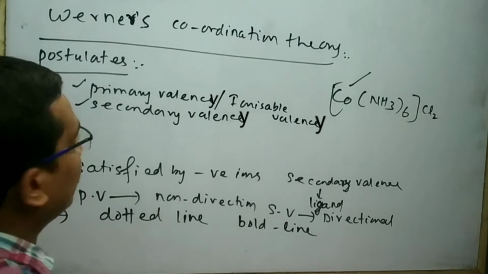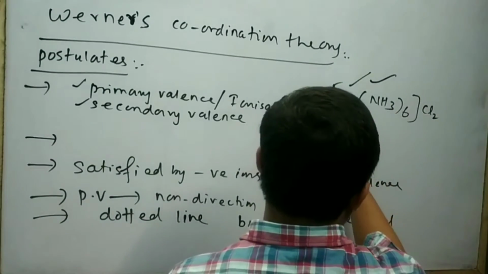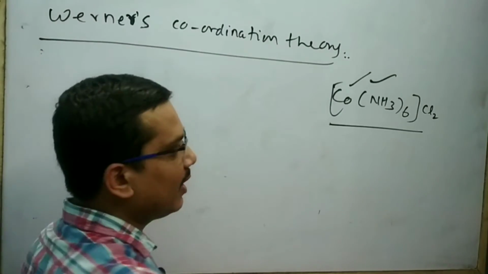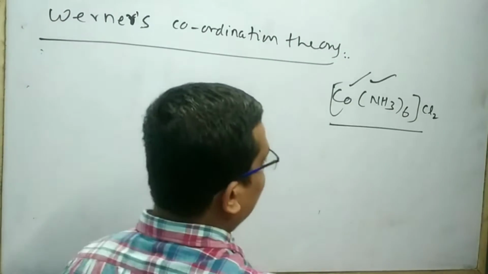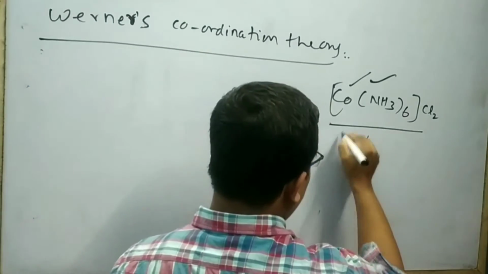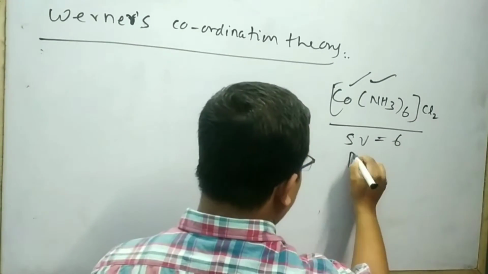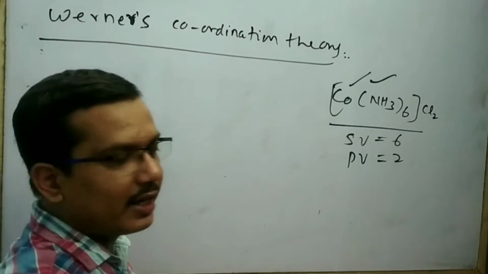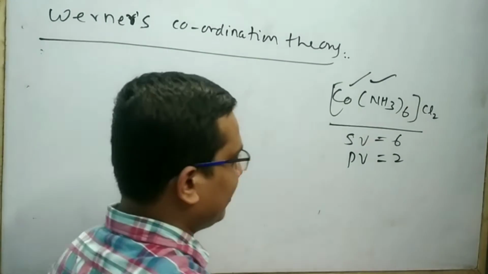With the help of Werner's coordination theory, now I will draw the structure of this coordination compound. There are 6 ligands present, and the 6 ligands coordinate to the central metal atom or ion through 6 coordinate bonds. So the secondary valency of cobalt is 6. On the other hand, the primary valency here is 2 because 2 negative ions, that is 2 Cl minus ions, are present.